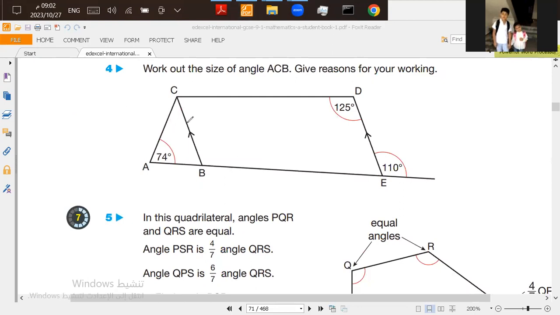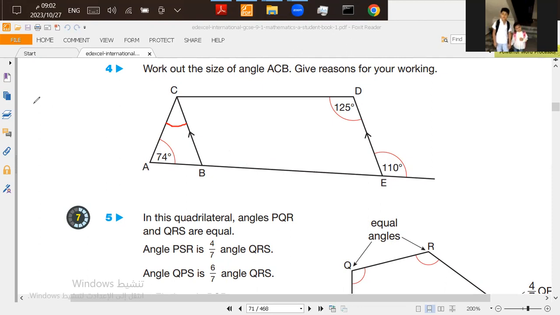Of course, reasons are necessary because it means you understand the idea. Now, for ACB here, we have this, which is 74, and we have 125 and 110. We can see that this one is parallel to this one, and this is a straight line. So we can work this out by working with parallel lines and a bisector of parallel lines. So this is a parallel line, and this is a bisector of the parallel line.